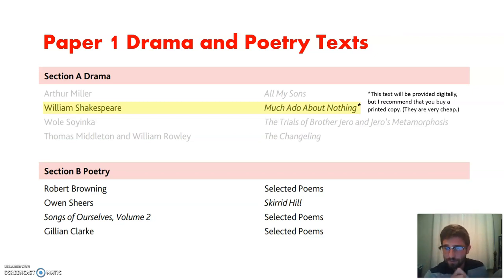Good news here: I can provide this text digitally. There are a million copies of Much Ado About Nothing out there, both printed copies and copies online. But I do recommend that you pick up a printed copy. They're very cheap. You can get them on Amazon for $5 or less. If you went to a used bookstore, you could get it for $1.50, maybe $2. But we're going to be reading Much Ado About Nothing, and I think you'll enjoy it.